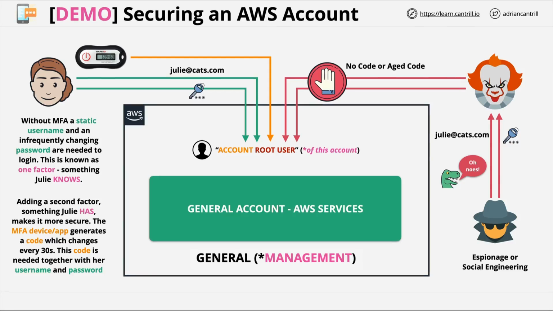With AWS we can use an MFA token system, and that's what we're going to be configuring next. So let's move over to the console and get started attaching a virtual MFA device to the account root user of the general AWS account.